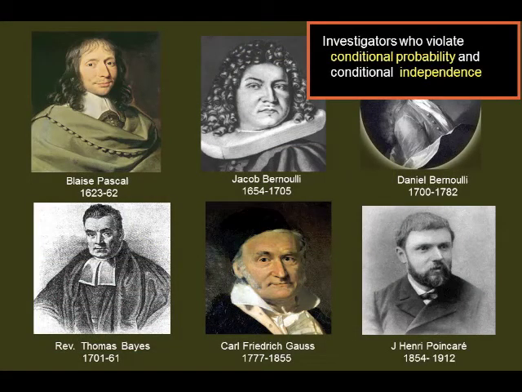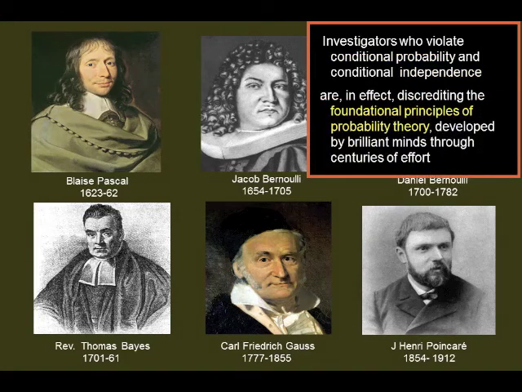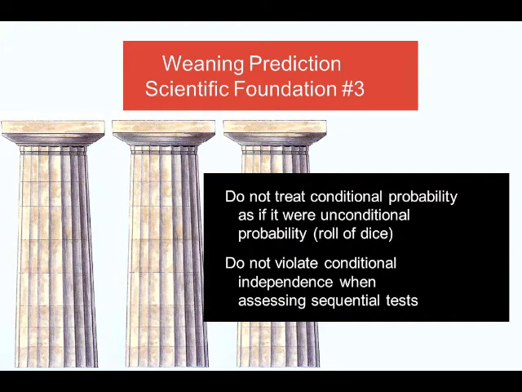Investigators, like the EBM task force, who violate conditional probability and conditional independence, are in effect discrediting the foundational principles of probability theory developed by brilliant minds over several centuries. So the third scientific foundation of weaning prediction is, do not treat conditional probability as if it were unconditional probability. Do not violate conditional independence when assessing sequential tests.